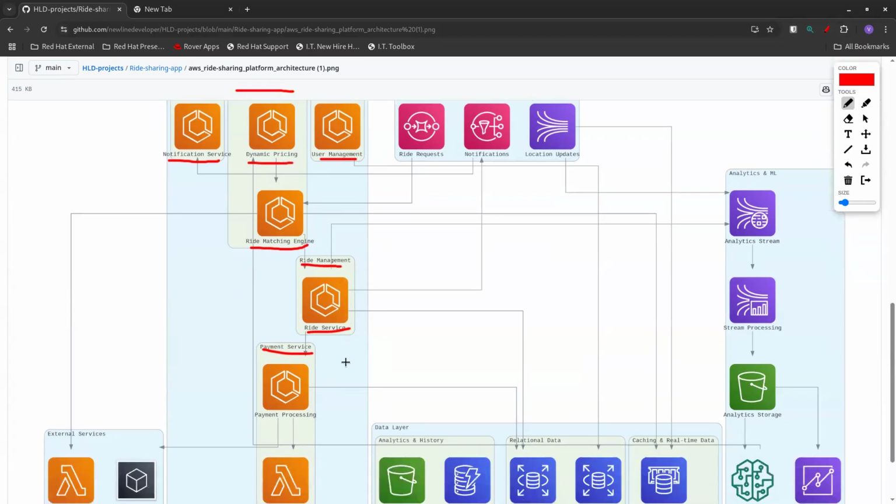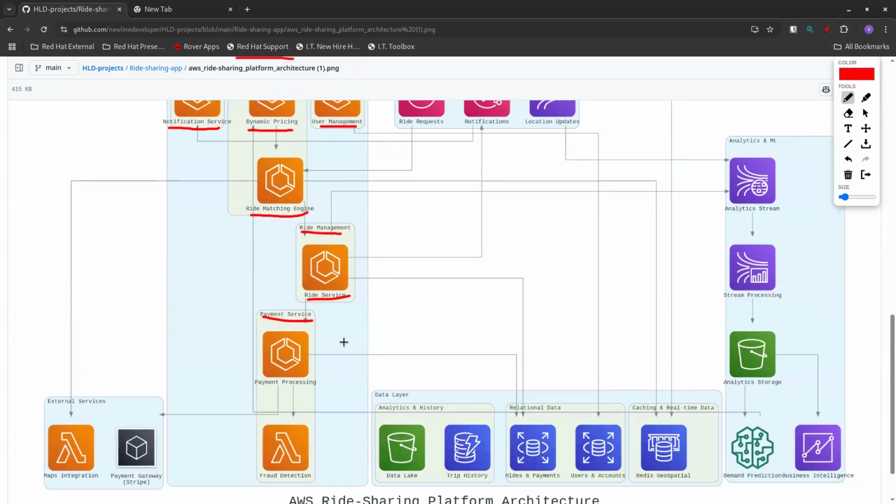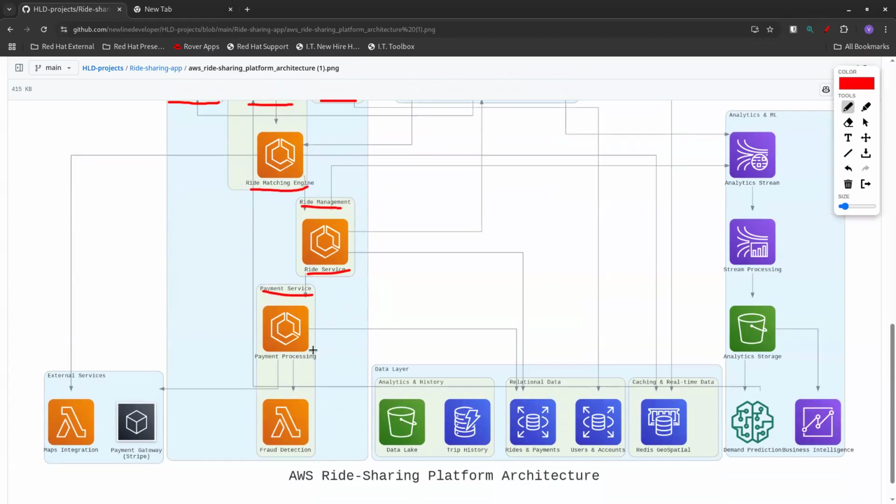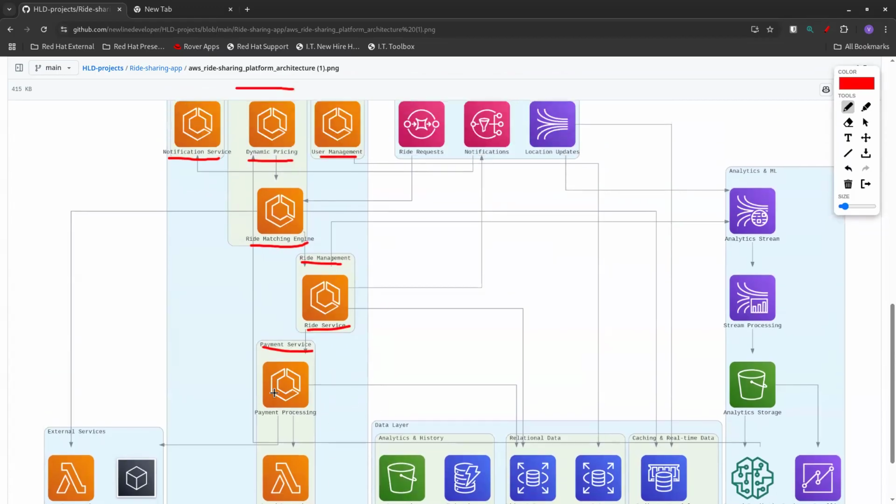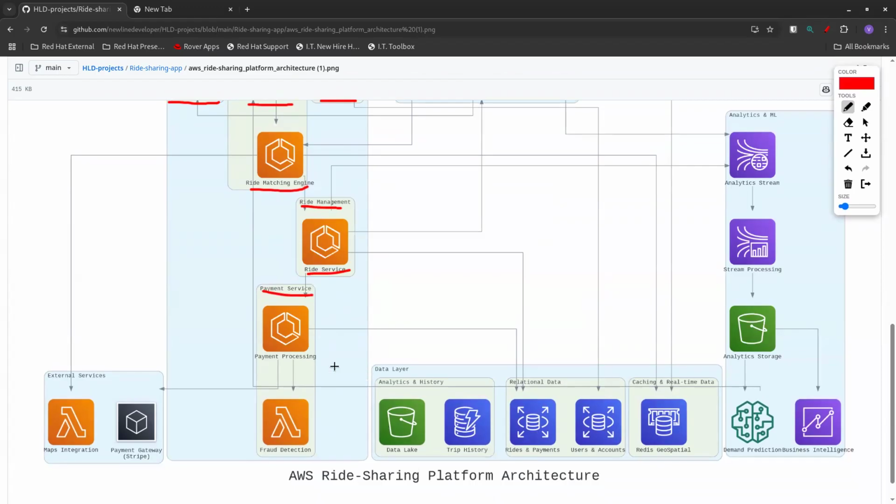And the ride match service will keep the ride details and everything. Then for the payment service, we have payment processing, and we also have a fraud detection service. It will help us find suspicious activities in your transaction. Okay, so these are the services we have, and then we need some external services too, which are map integrations and the payment gateway service. These are the external services we can integrate.